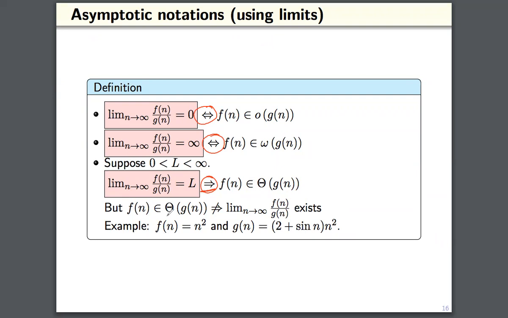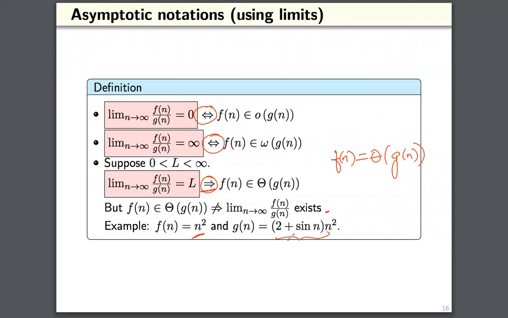If f of n has the same order of growth as g of n, however, the limit does not exist. Consider n squared and 2 plus sine n times n squared. You know that it's theta of n squared. So can you show that f of n is equal to theta of g of n? How do you show that? How do you prove this given f of n and g of n?